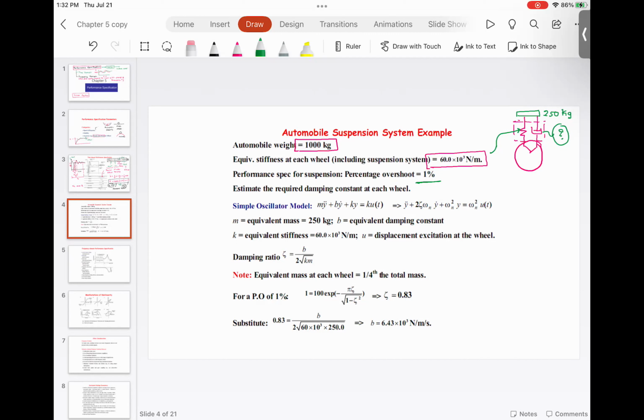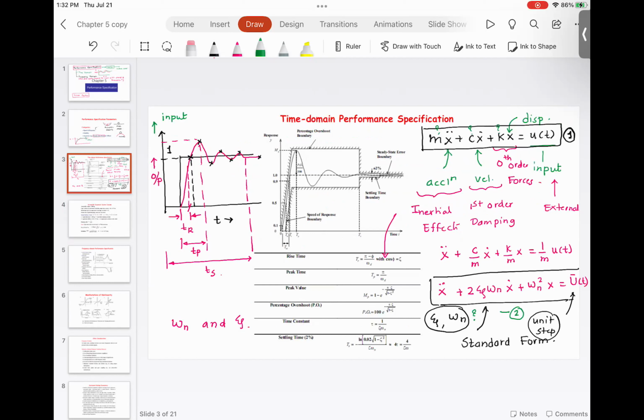Now, if you look at the basic equation that we have, this is the equation we just stated: m y double dot plus b y dot plus k y is equal to k u. This equation is written in the standard form, which is shown over here. And the advantage of having the equation in standard form is that you can use the equations shown over here directly to find these parameters.